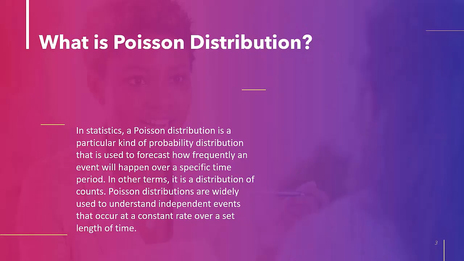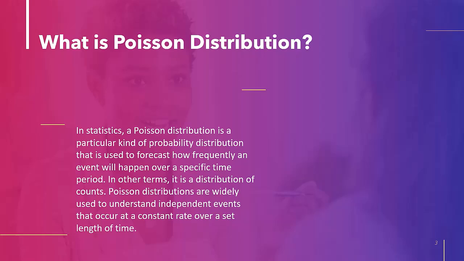What is a Poisson distribution? A Poisson distribution is a type of probability distribution used in statistics to determine how frequently an event will occur over a certain time period. It is a distribution of counts. In other words, Poisson distributions are frequently used to understand independent occurrences that happen at a steady rate throughout a certain period. It bears the name of Simon-Denis Poisson, a French mathematician.